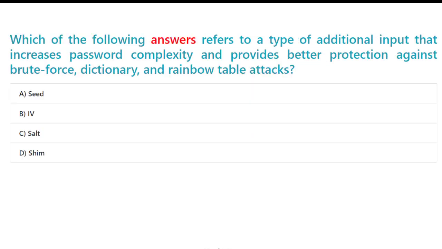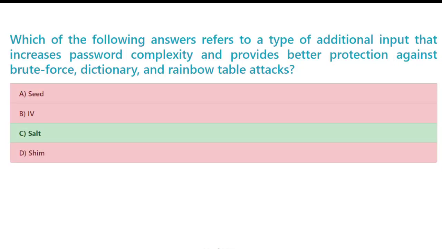Which of the following answers refers to a type of additional input that increases password complexity and provides better protection against brute force, dictionary, and rainbow table attacks? A. Seed. B. IV. C. Salt. D. Shim. The correct answer is C. Salt.